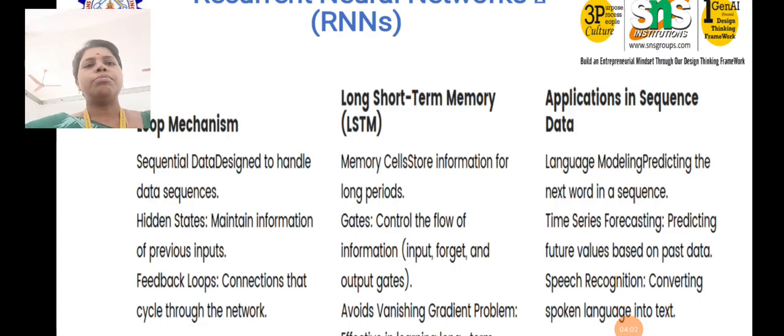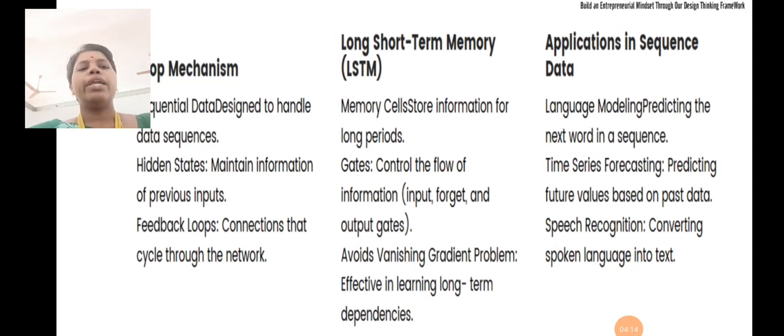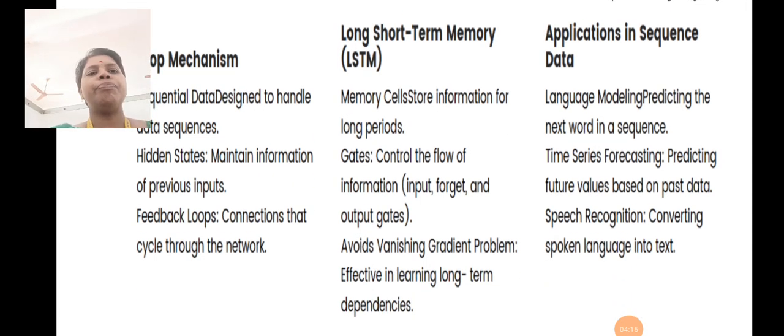Long short term memory cells store information for long periods. Gates, for what purpose are we using gates here? They control the flow of information: input, output, and forget gates. This avoids the vanishing gradient problem and is effective in learning long term dependencies.